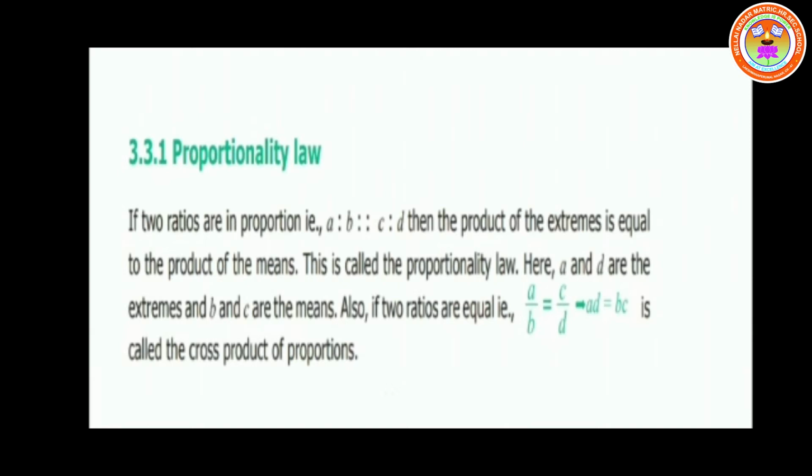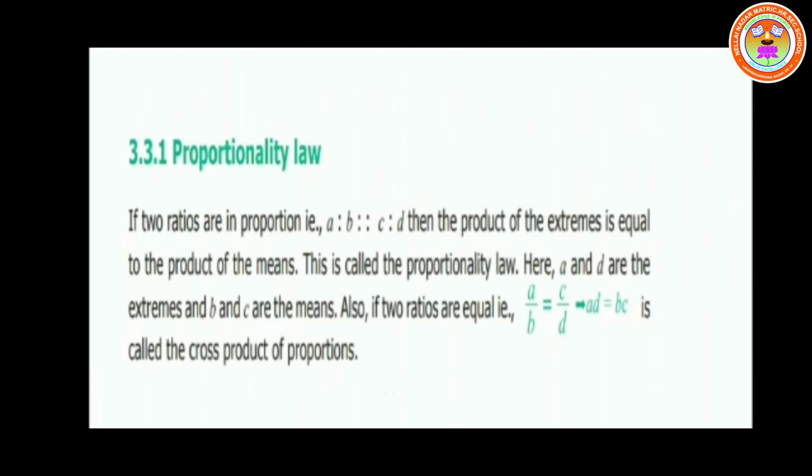That is called the cross product of the proportions. Have you all understood, children? In this exercise we are going to learn mainly about proportionality by using this law. So you should know what is the product of the extremes and the product of the means. Listen, children, again I will let you know about it.